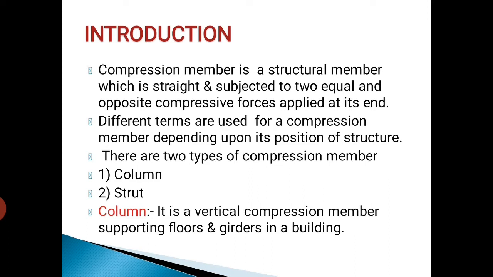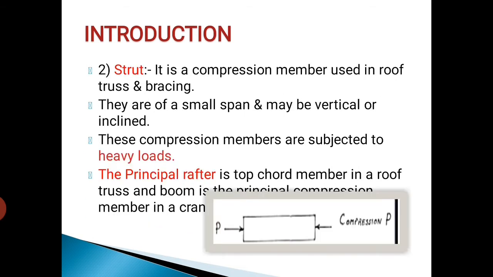See the second point, different terms are used for a compression member depending upon its position of structure. There are two types of compression member. First, column and second, strut. What is meant by column? It is a vertical compression member supporting floors and girders in a building. And what is the meaning of strut? It is a compression member used in roof truss and bracing. They are of small span and it may be vertical or inclined. These compression members are subjected to heavy loads.